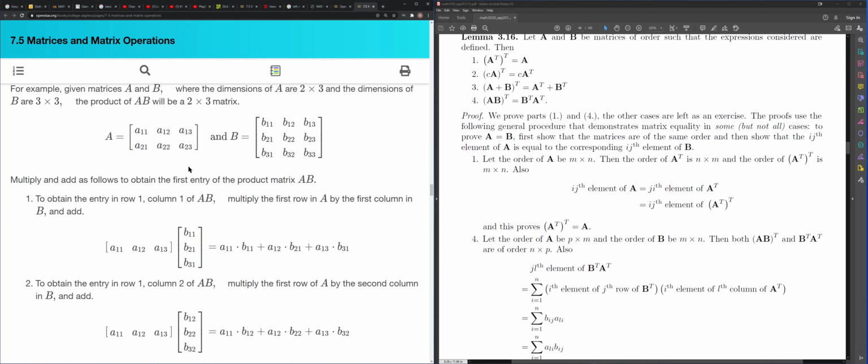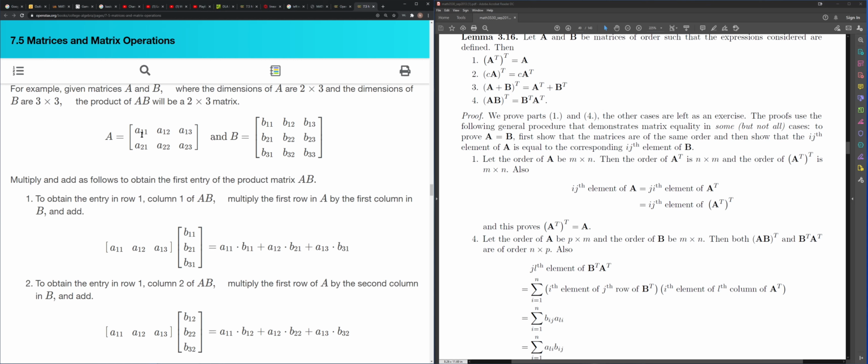I have a matrix A and a matrix B. Notice they're not necessarily of the same size, but the number of columns of A is equal to the number of rows of B, so the matrix multiplication will be well defined. So how do you do the matrix multiplication? You know how to do it. You take your first row over here and multiply it against your first column.